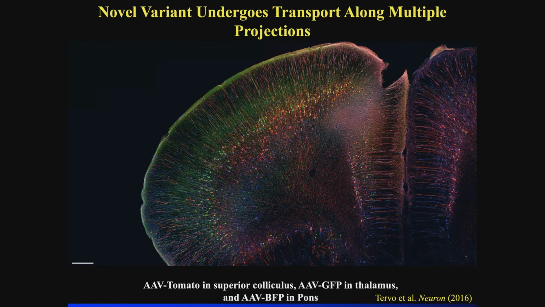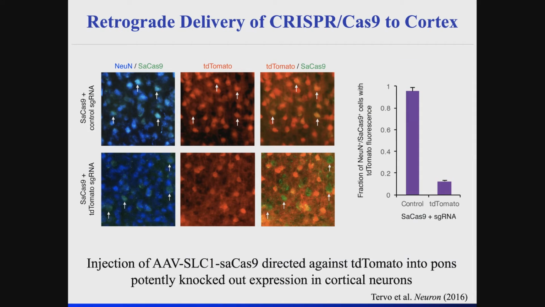So this became sufficiently efficient that with a small number of injections, such as to the superior colliculus, the thalamus, and the pons, we could actually get retrograde transport to very large volumes of brain tissue. So we wanted to utilize this to be able to deliver a cargo.